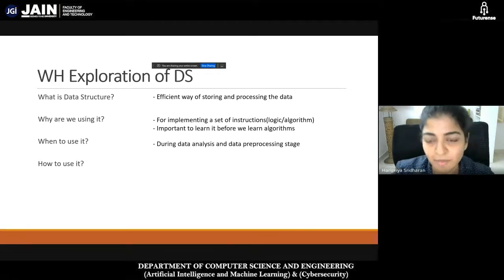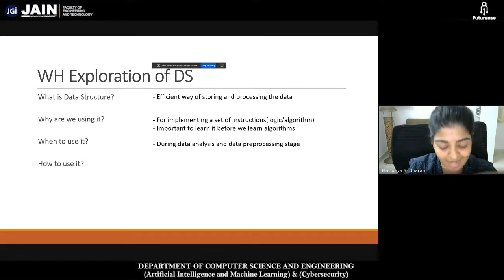And it's mainly used, as I said, for the data analysis and data pre-processing stage. So before we write any core models for machine learning, AI or data science, there is the data analysis part, that is, to classify the data or to understand whether it's a classification problem or a regression problem, whichever it may be.